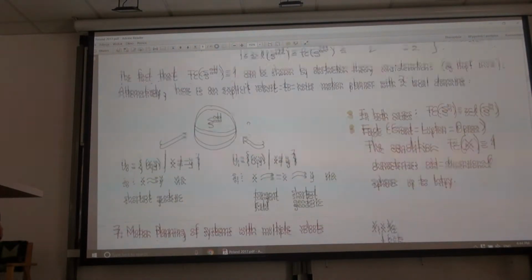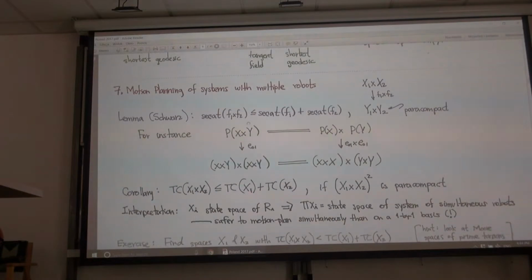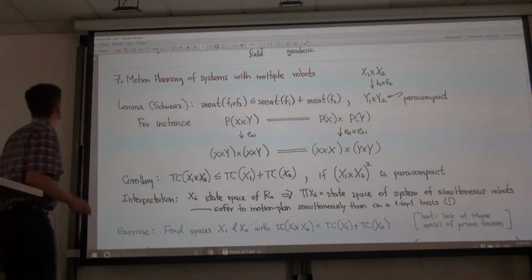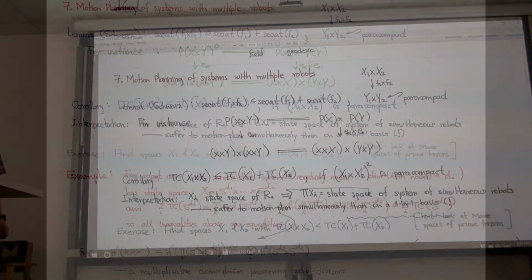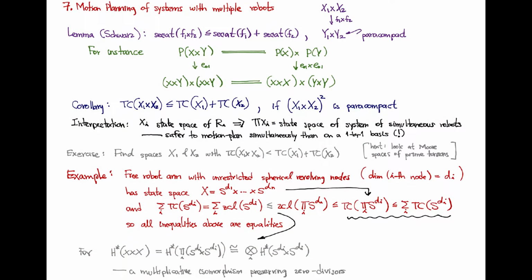Alright, so that was the original argument for this, because it's of course much simpler. Now, another cute interpretation for one of the properties for TC is the following. What happens when you want to plan the motion of two or more robots at the same time?